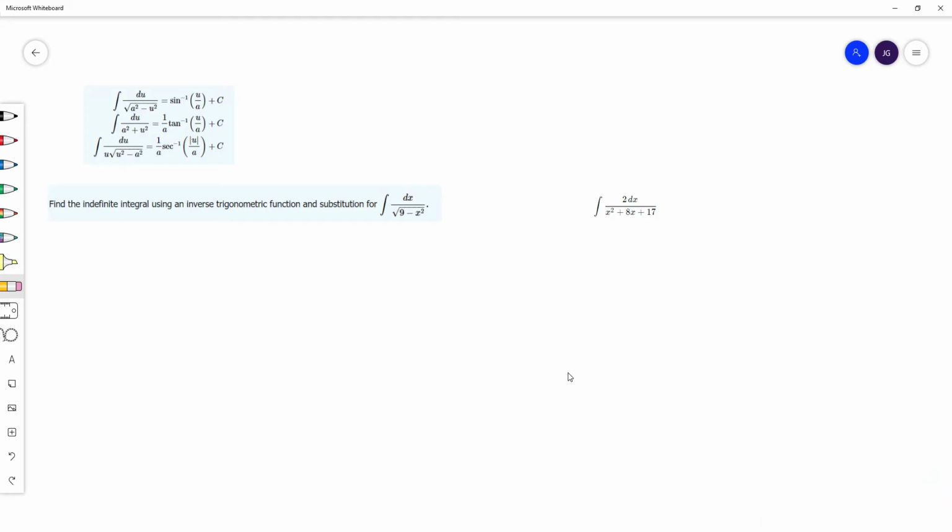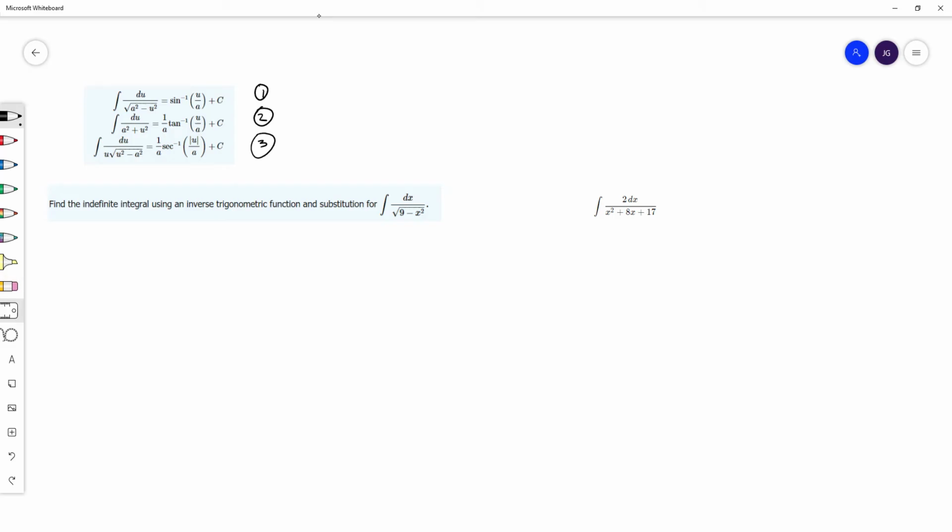So our topic is about the inverse trigonometric functions, and we have three equations here. The first equation is for the arc sine of u over a, plus c, and also for the arc tangent, number two, and we have for arc secant.